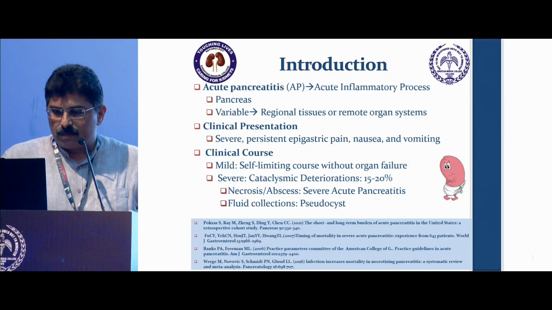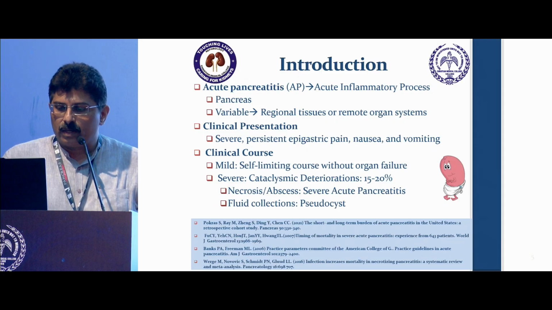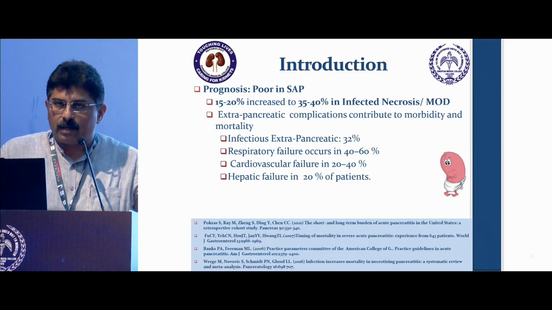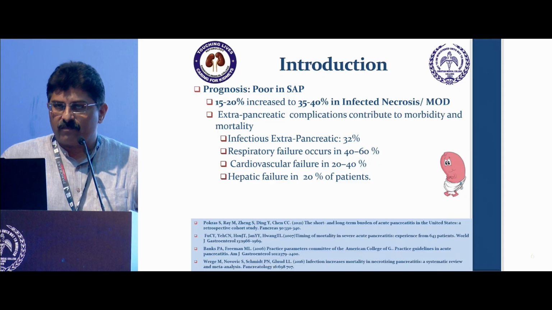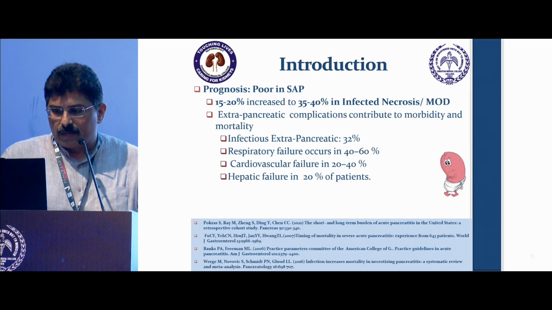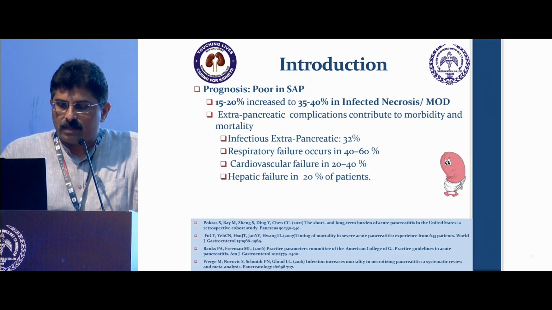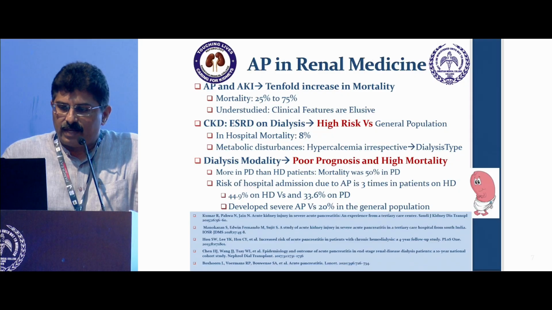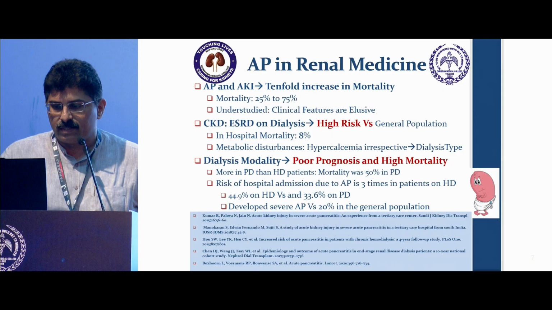Most of the points have been mentioned by the previous speakers with regard to acute pancreatitis, its clinical presentation, the clinical course, and the severity of the illness being a very poor prognostic marker. Mortality of 15 to 20% goes up to 35 to 40% if there is infected necrosis of the pancreas or multi-organ dysfunction. One thing that has come to notice is that the extra-pancreatic complications also contribute to morbidity and mortality, just as listed out here, and it runs in a high percentage. How much of that plays a role in renal medicine is something we all need to know, which is a tenfold increase in mortality.